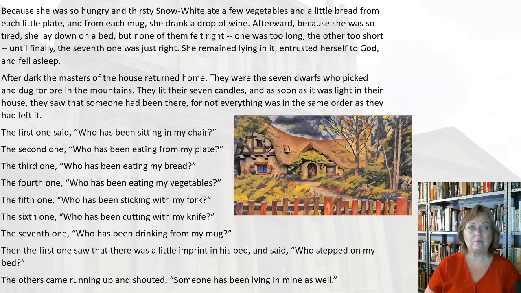Because she was so hungry and thirsty, Snow White ate a few vegetables and a little bread from each little plate, and from each mug she drank a drop of wine. Afterwards, because she was so tired, she lay down on a bed, but none of them felt right. One was too long, the other too short, until finally the seventh one was just right. She remained lying in it, and trusted herself to God and fell asleep. If this sounds at all familiar, it should. We have another retelling of this in Goldilocks and the Three Bears.